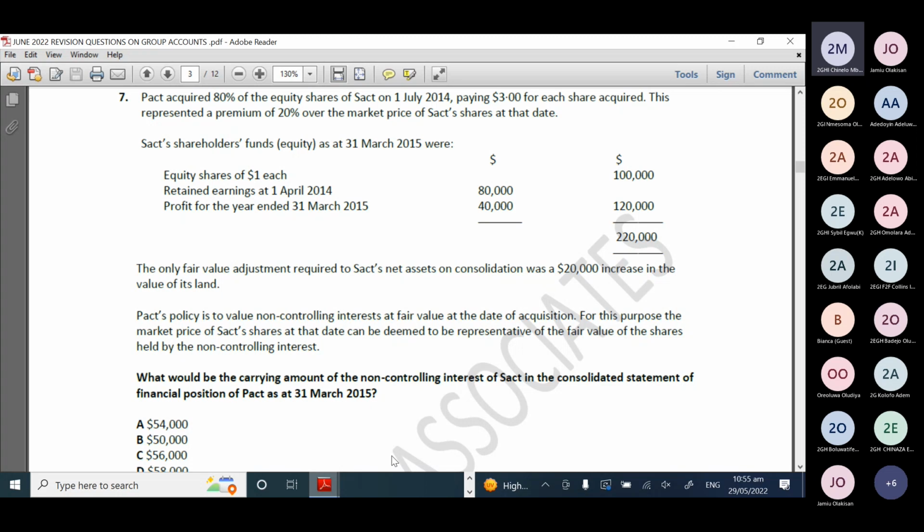What will be the carrying amount of the NCI of SACT in the consolidated financial position of Pact as at 31st March 2015?